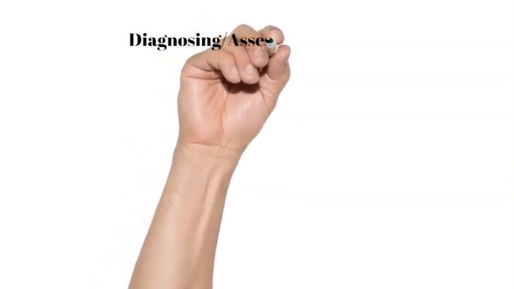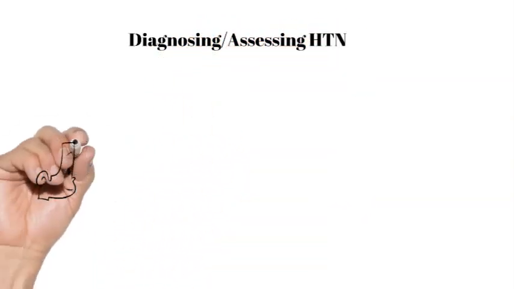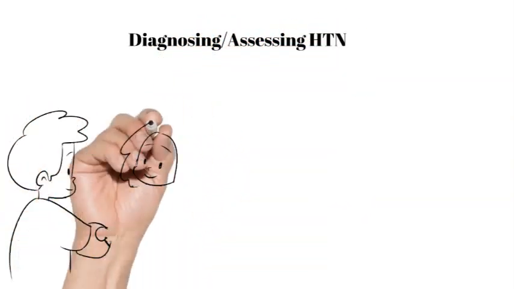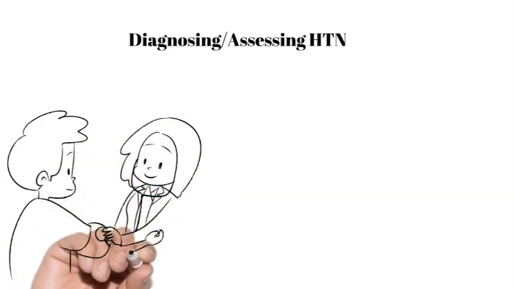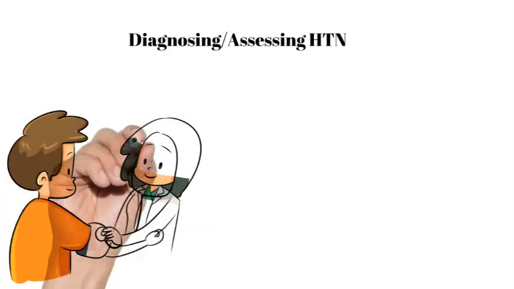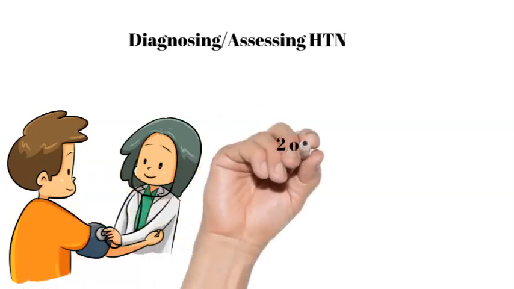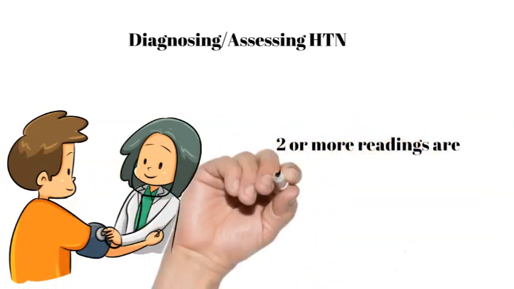The criteria for diagnosing hypertension include 2 or more readings of blood pressure above 140/90 mmHg taken on separate occasions. It's important to note that a single high reading does not necessarily mean someone has hypertension. Multiple readings are needed to confirm the diagnosis.